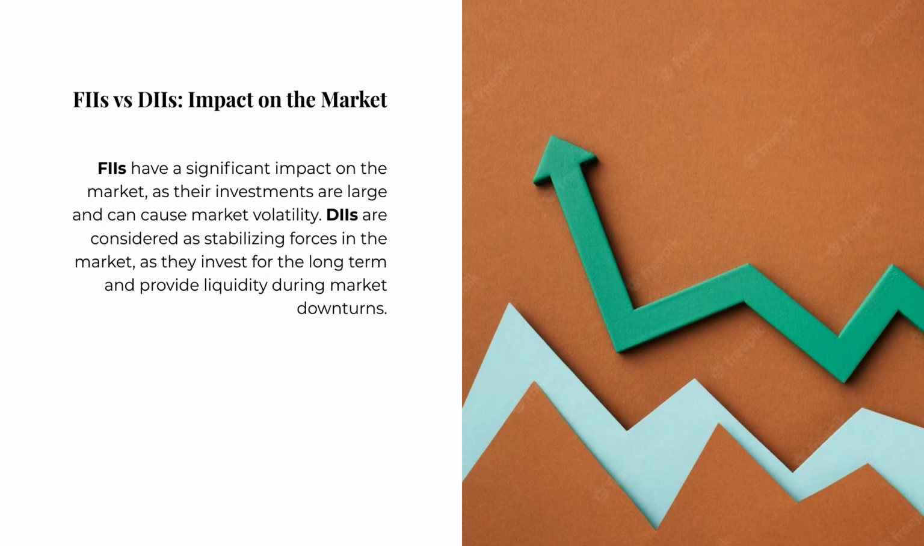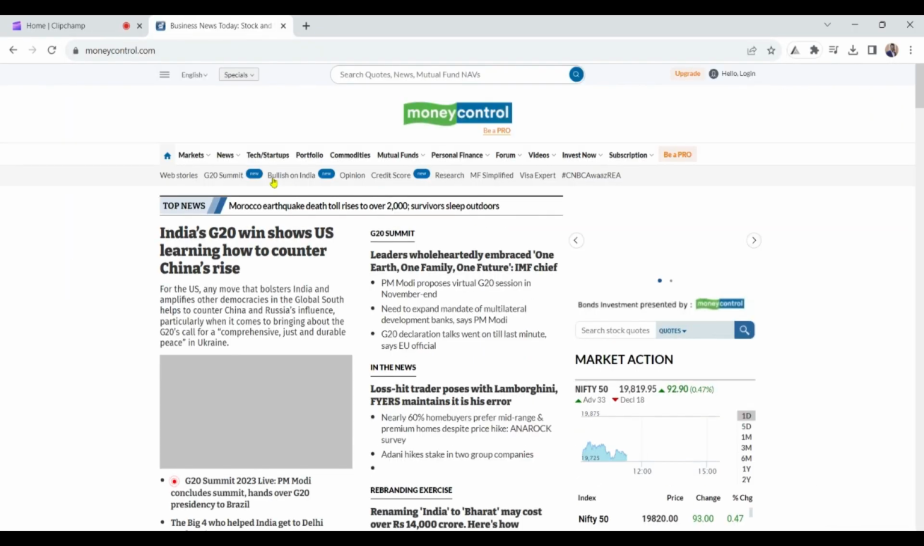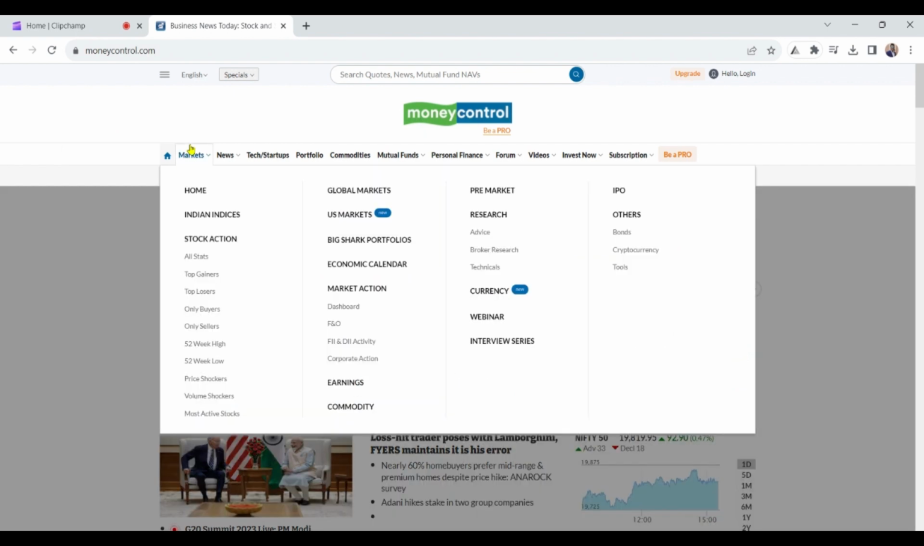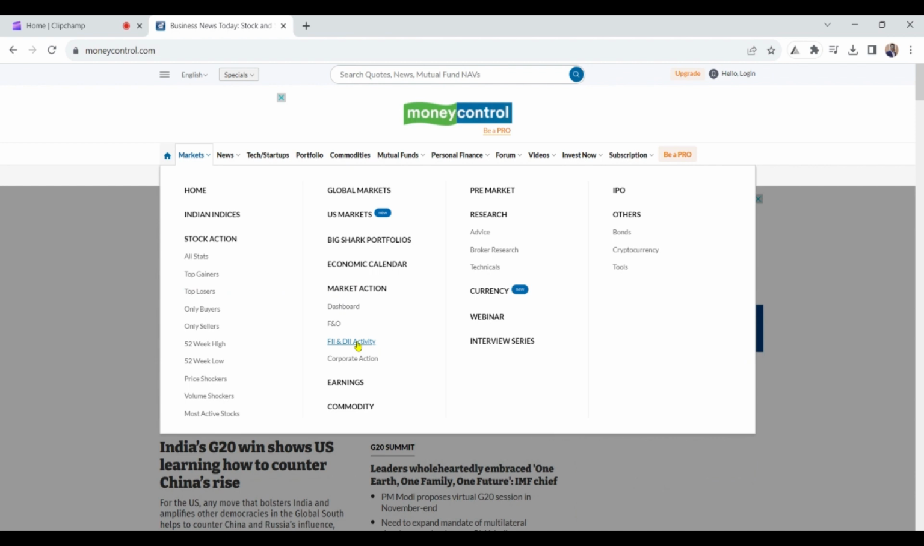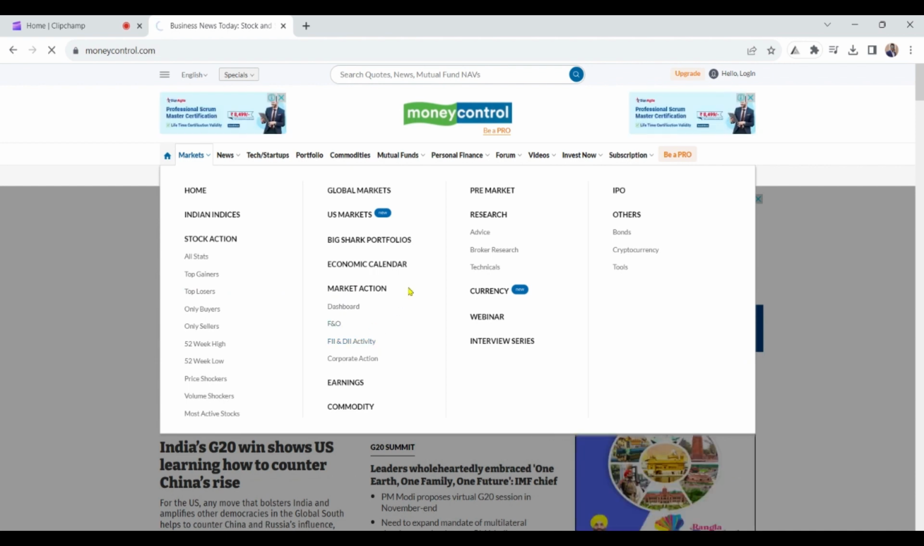Great. Now you might want to ask me, where do I track this FII and DII activity? How to get that data, and how can we use that data to take decisions to invest in the stock market? To answer this question, I want to show you a simple way. You can go to this website, moneycontrol.com. Go to market. Under market action, you see this menu, FII and DII activity. Click on this.